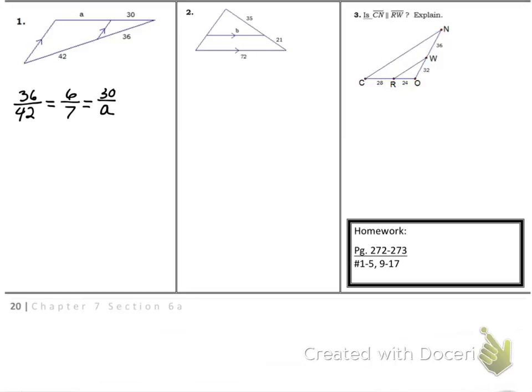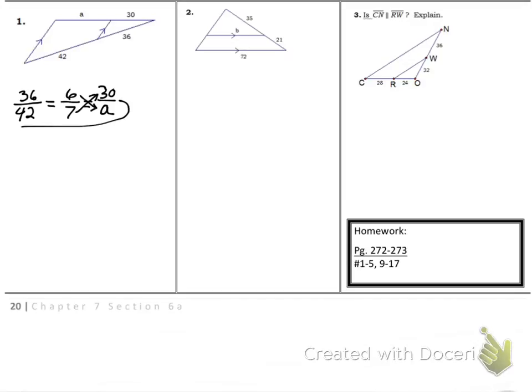So basically this is kind of like our top right, top bottom, compared to our top left, top bottom. All right, so just stay in the same order, 36, 42, 30, A, and then it will work out. So we just got to cross multiply. So we're going straight across, straight across.